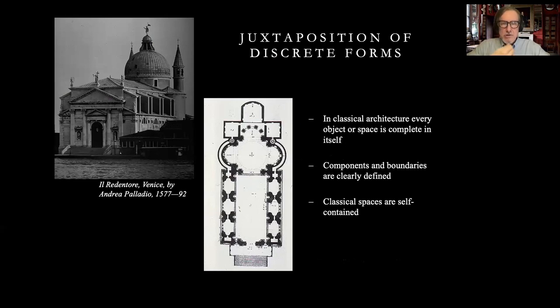The juxtaposition of discrete forms. In classical architecture, every object or space is complete in itself. Components and boundaries are clearly defined. There is no ambiguity. Classical spaces are self-contained. One always knows where one is in relation to the rest of the building or the outdoor space. Again, the emphasis here is on legibility.